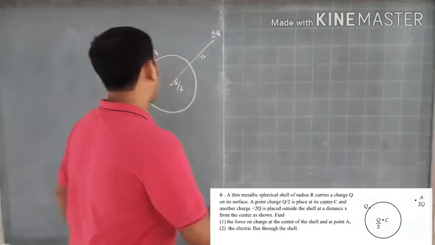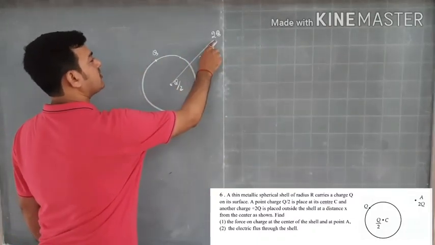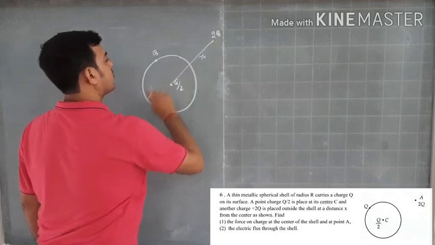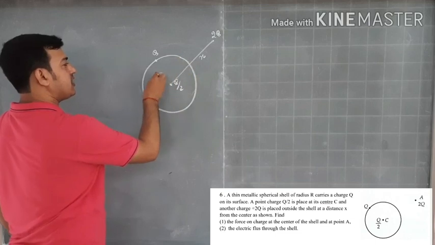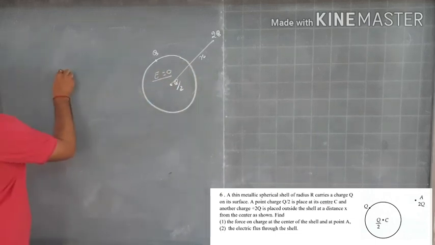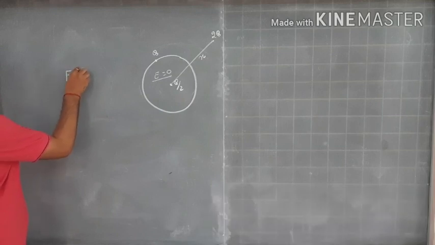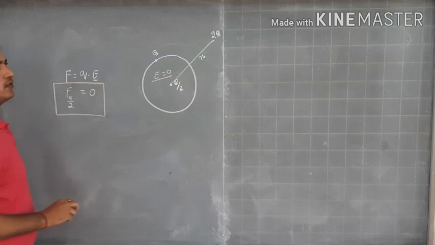We need to find the force on this charge Q by 2 and the charge 2Q placed at a distance of x. So as we know that if it is a conducting shell, the electric field inside it must be 0, and since force is Q times the electric field, and the electric field is 0, the force on the Q by 2 charge must be 0.